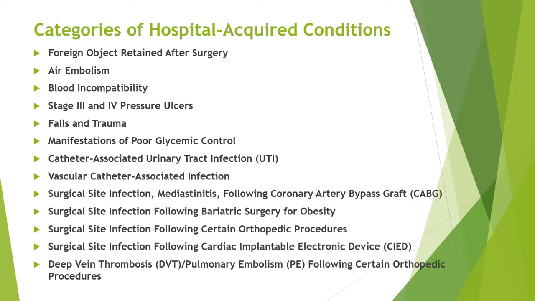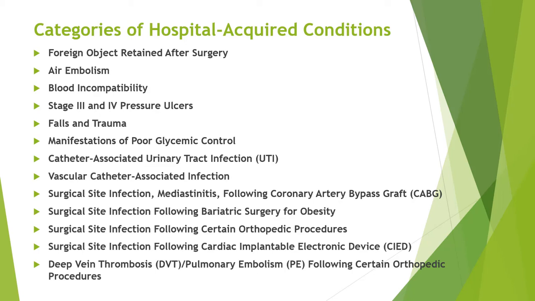A lot of them make sense. A foreign object retained after surgery. That's something left in the body after surgery. An air embolism, the wrong blood was given to a patient. Stage 3 and Stage 4 pressure ulcers. That is important because if a patient comes in with no ulcer or a Stage 2 ulcer and it progresses to Stage 3 or 4, that indicates that the correct care has not been provided for that patient according to these guidelines. Any falls and trauma while in the hospital.